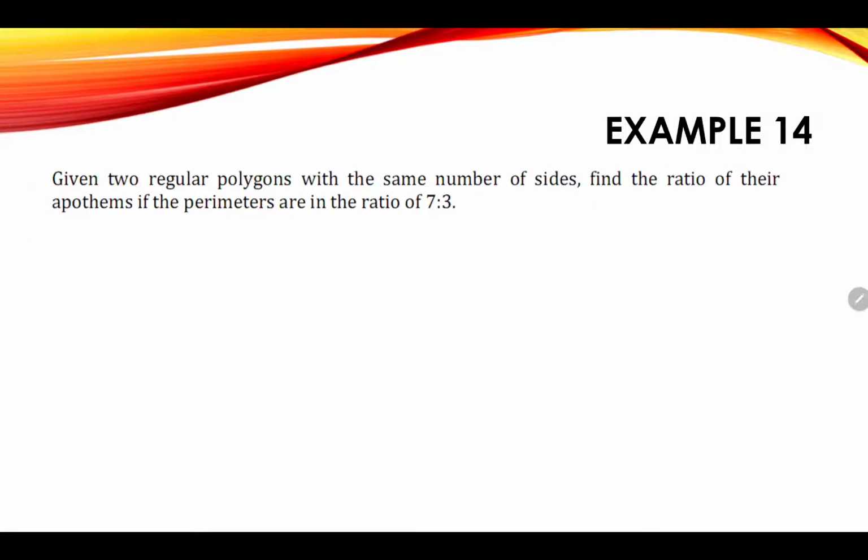Okay, kita tengok example. Okay, given two regular polygon, dia dah mention kat sini, two regular polygon with the same number of sides, find the ratio of their apotem if the perimeter are in the ratio of 7:3.